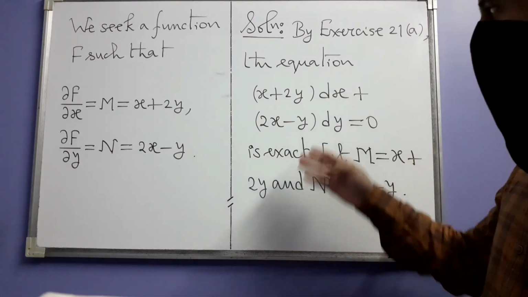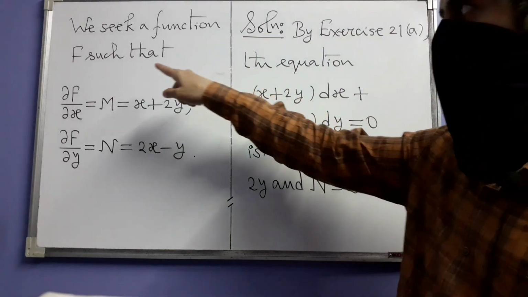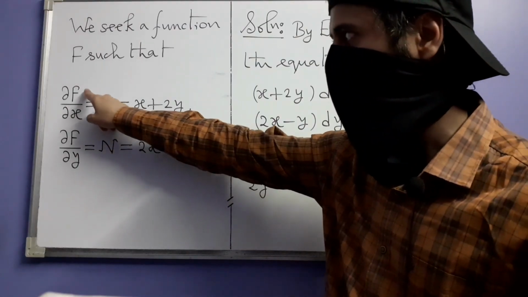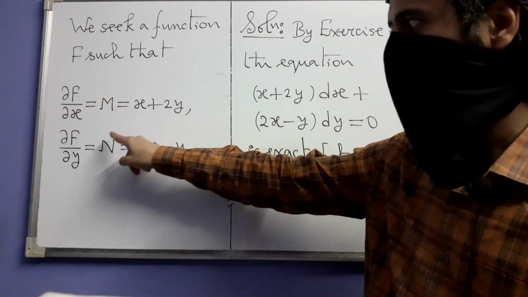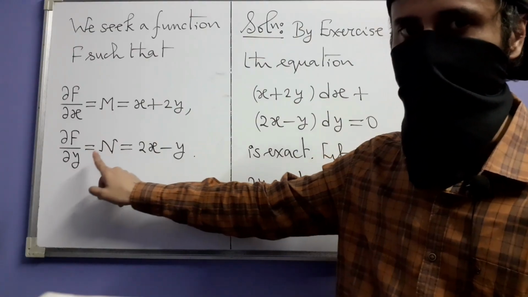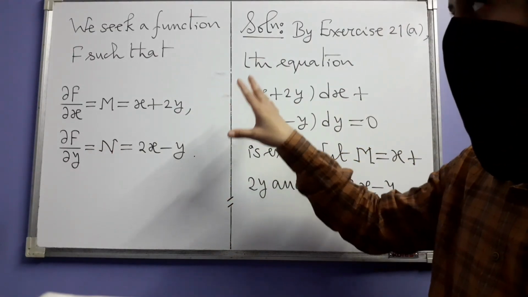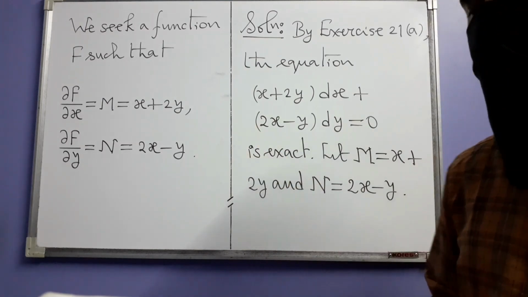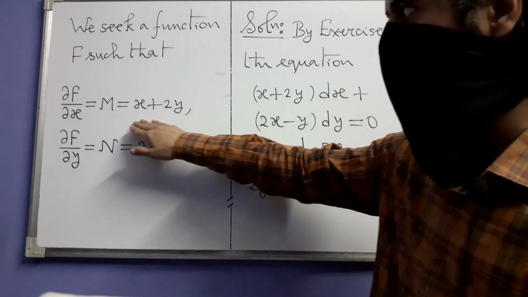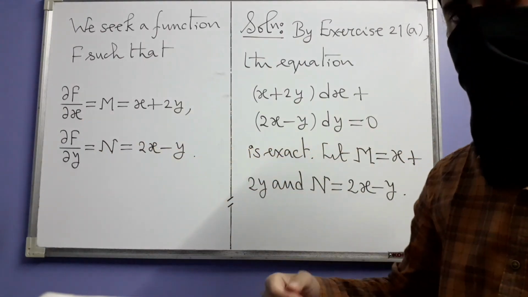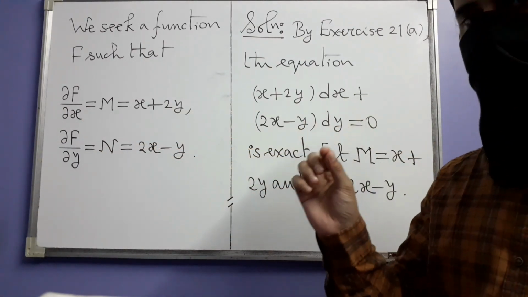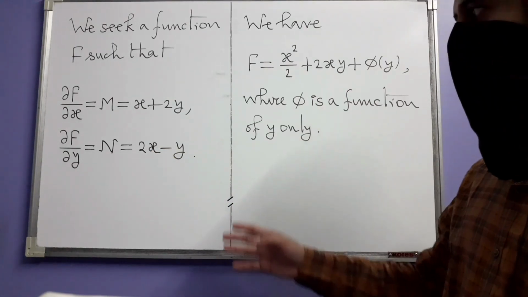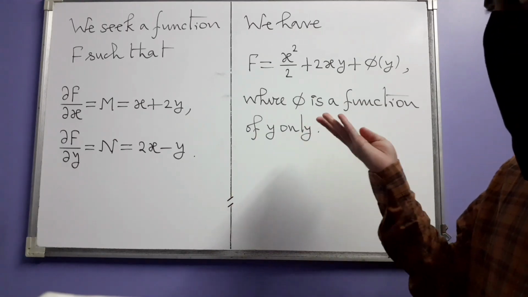So knowing that this equation is exact, now we know that there exists a function f which satisfies these two conditions. The partial derivative of f with respect to x is M, and the partial derivative with respect to y is N. And we are now going to seek such a function f. Now we have to determine f, and you already know how to do that. You are going to integrate both sides of this first equation partially with respect to x, obtaining some information about f, and then we are going to use this one also.